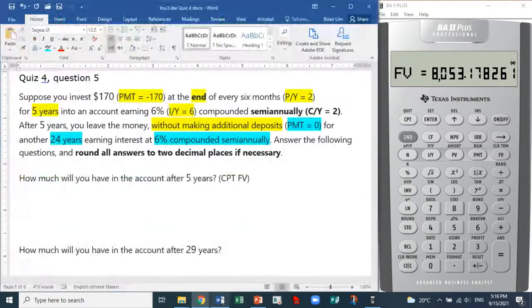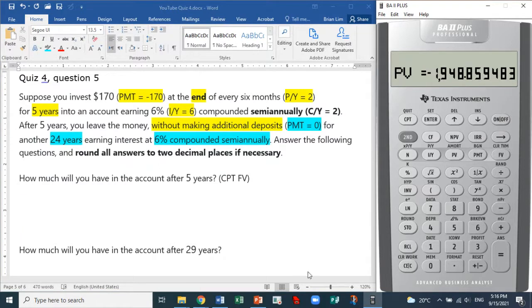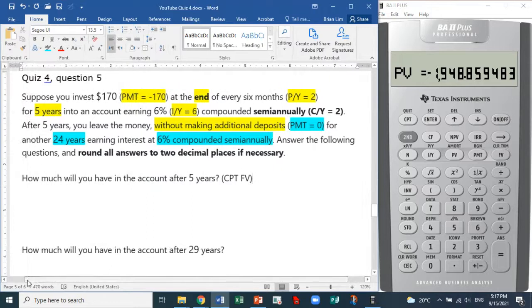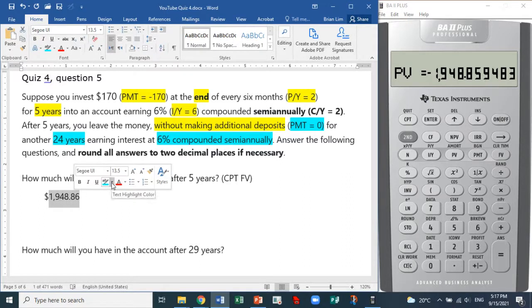All right, now if you wish to go back here, how much will be in the account after 5 years? That was the future value. I could recall that for us. And the answer would be, after 5 years, you could put dollar signs, 1948.86. Okay, that's rounded to 2 decimal places.